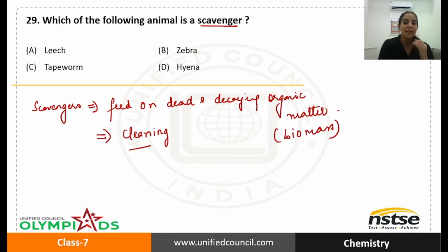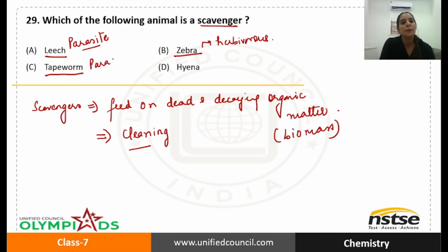Now here the option says leech. Leech is not a scavenger. Instead, it sucks blood. It's a parasite. It lives on or in the body of another organism and obtains its nutrition. It's not a scavenger. If I talk about zebra, zebra is herbivorous. It feeds on grass. And tapeworm, again no, because tapeworm is also a parasite. It lives inside the body of another organism to obtain nutrition.